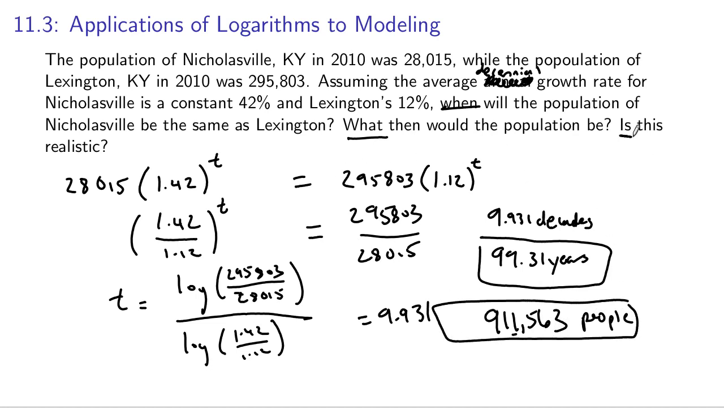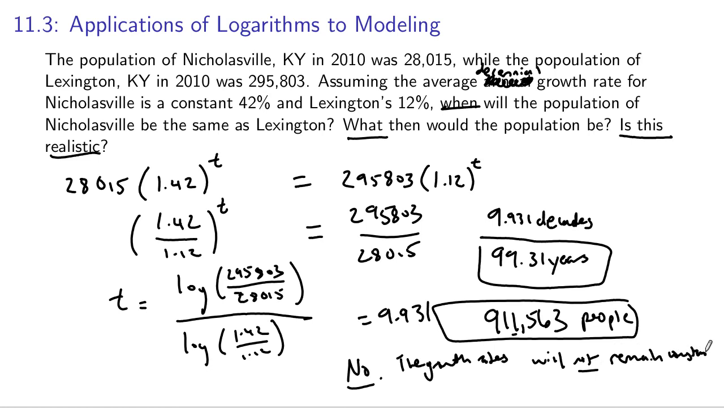And the last thing is more subjective. What do we think? Is this realistic? And I think the answer is no. The reason it's not realistic is the growth rates will not remain constant. You can see this in history. The growth rates never remain constant. It's not likely that Nicholasville will ever be as big as Lexington for various reasons. Just because Nicholasville grew a lot in one decade, we can't project that forward forever, this growth rate over Lexington's growth rate over a decade.